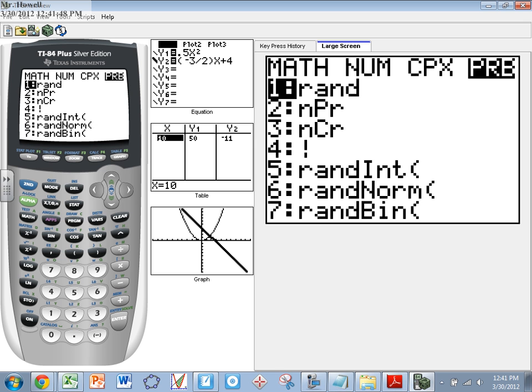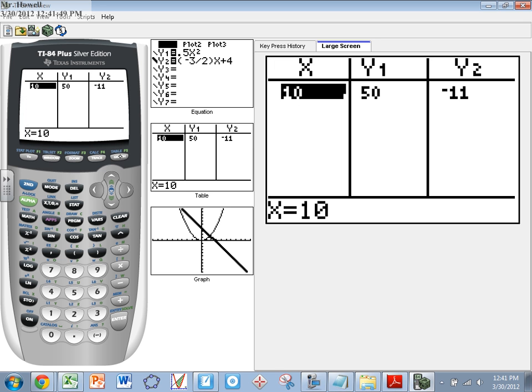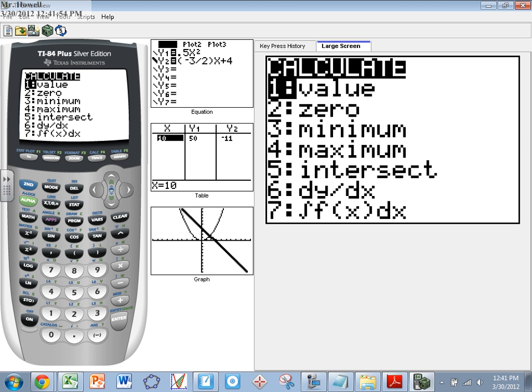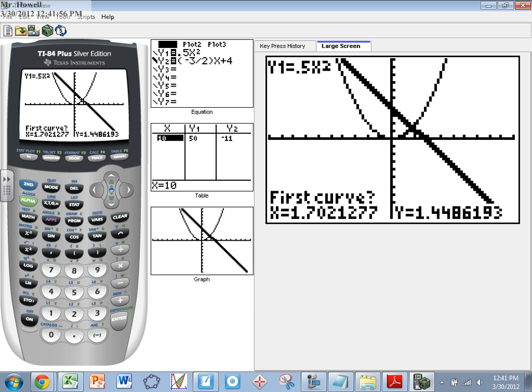While Edgar's researching, let's go to our graph, sorry. Let's do the intersect again. Second, calculate, hit the number 5. It should be flashing there already, enter, enter, enter. Okay, right now the calculator is thinking about this number. That's what we're saying, right, Christian? So this is its answer.